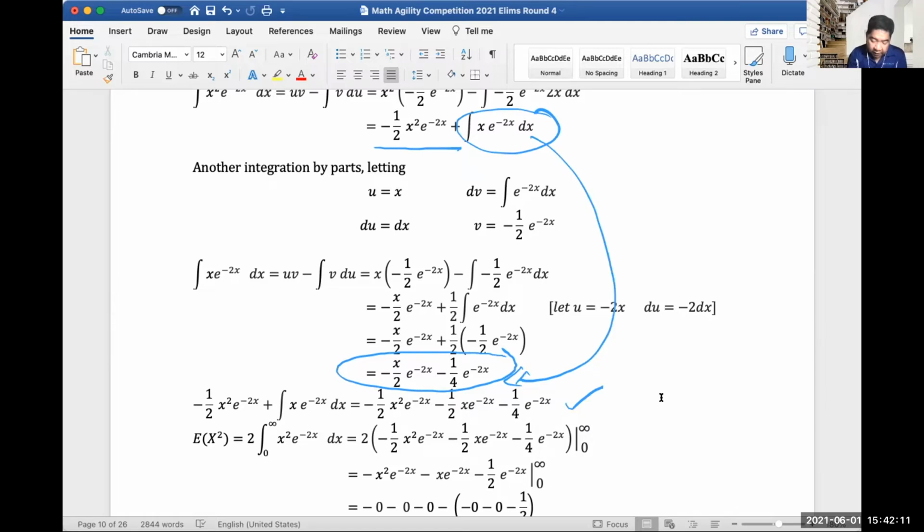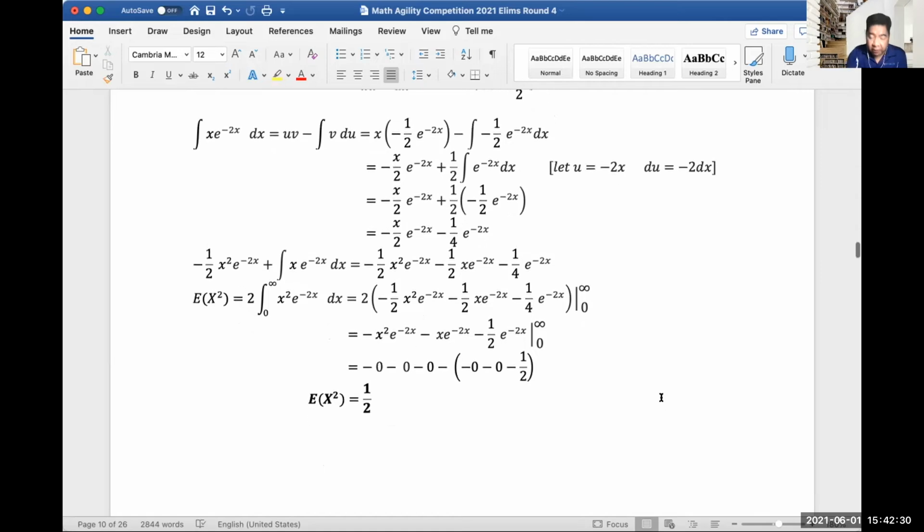So this is actually equal to our expectation of x squared, a random variable x squared. And if we evaluate from 0 to infinity, which is our limit, this would be 0 minus 0 minus 0 minus the quantity negative 0 minus 0 minus 1/2. So minus minus becomes positive. So the expectation of x squared is equivalent to 1/2, or 0.5.